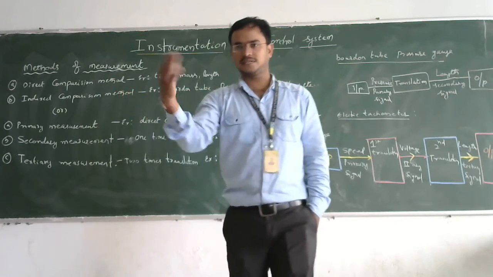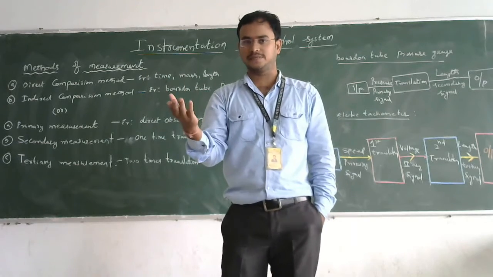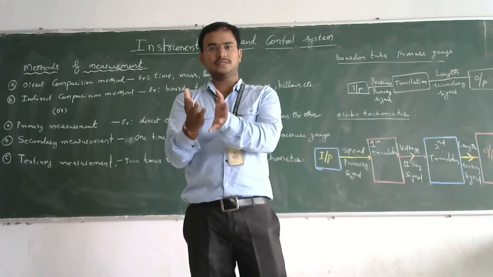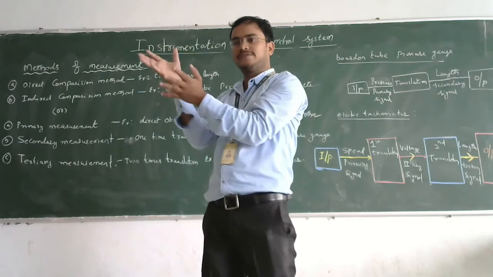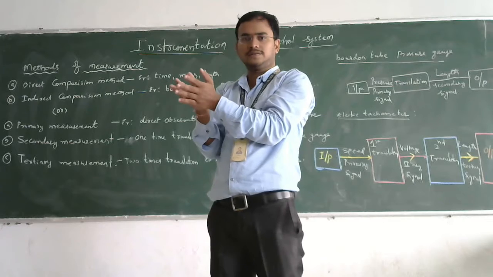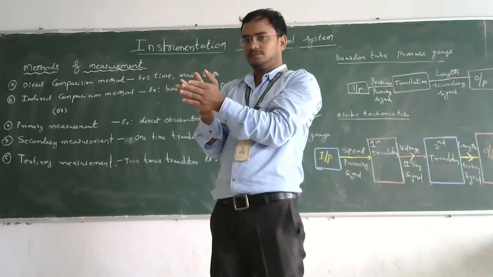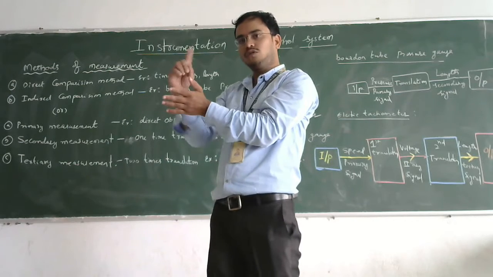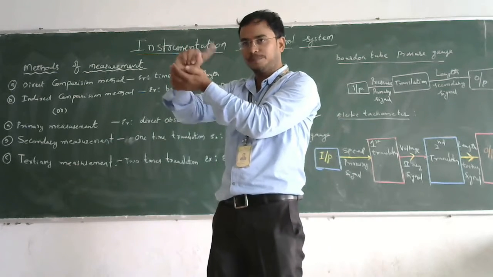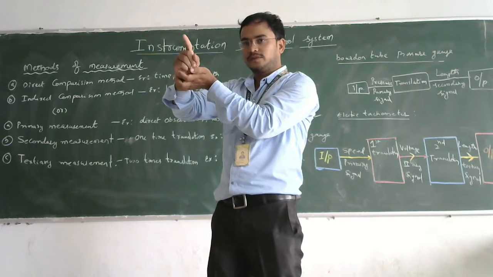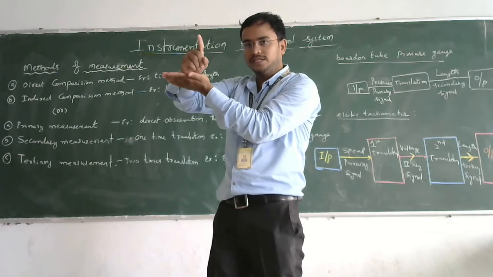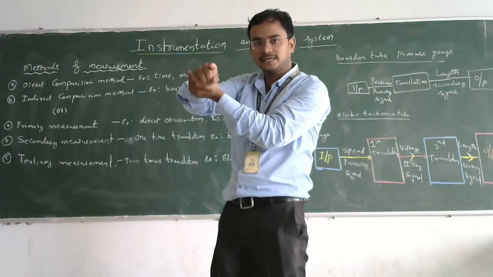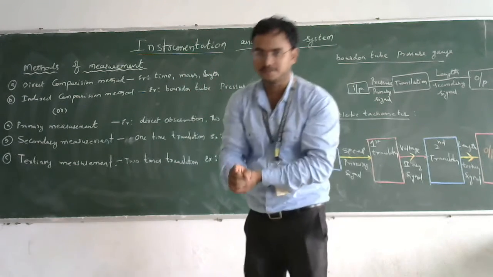For example, a Bourdon tube pressure gauge. What is a pressure gauge? Its function is to find out the pressure inside a vessel or a pipe. So how does it happen? The physical quantity is pressure, but how do we measure it? By using a pointer. The changes in the pressure will lead to the movement of the pointer. It is an indirect comparison method.